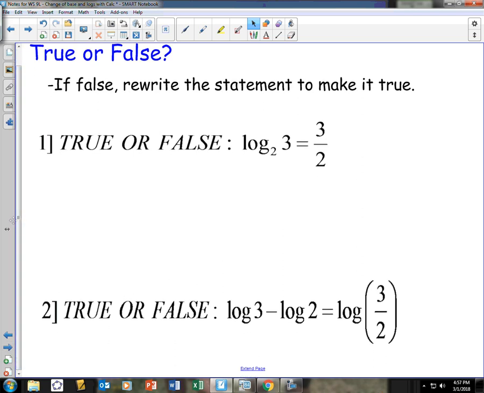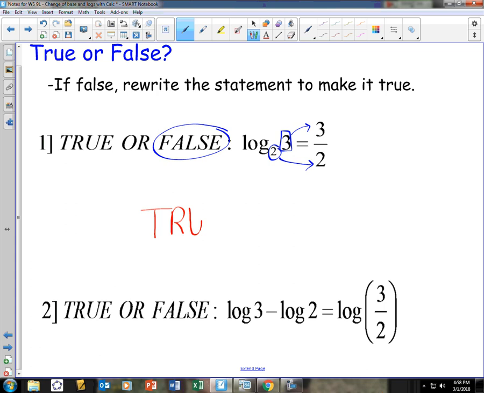Well, let's see here. There's definitely something about the 2 going to the bottom and the 3 going to the top. That seems familiar. But you know what? This one's false. It's really familiar, though. But what would make it true would be if log base 2 of 3 equaled natural log of 3 divided by natural log of 2. So if this number goes to the bottom and this number goes to the top, but they each have their own logs, then that's fine. That is the change of base formula.